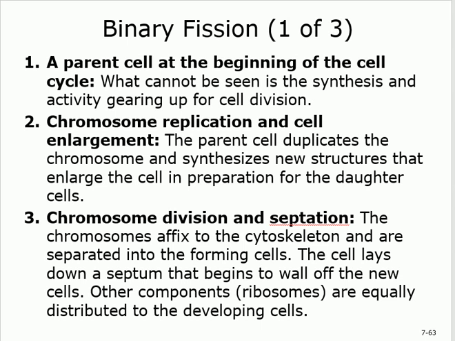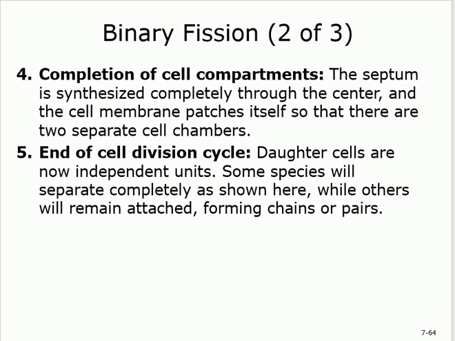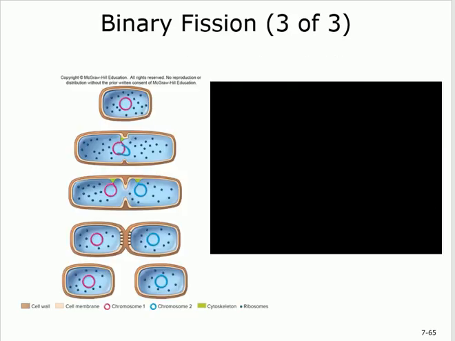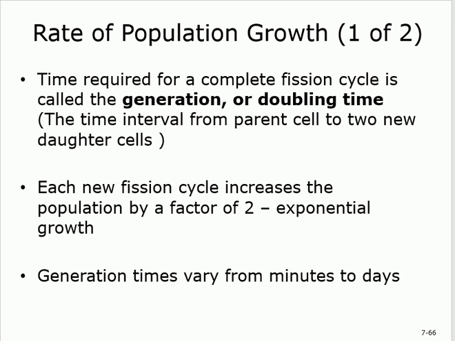What is binary fission? It's five steps. The first step is when the cells continue to grow, synthesizing what they need, preparing for cell division. The second step is they replicate the chromosomes and the cell becomes bigger. Third, they start to make a septum. The chromosomes divide, one goes to this side and the other to the other side, making a septum. They complete, and now you have two compartments separated by a septum, and then the end of the cell division is when you have two daughter cells. If you look at this, this is describing what we talked about.